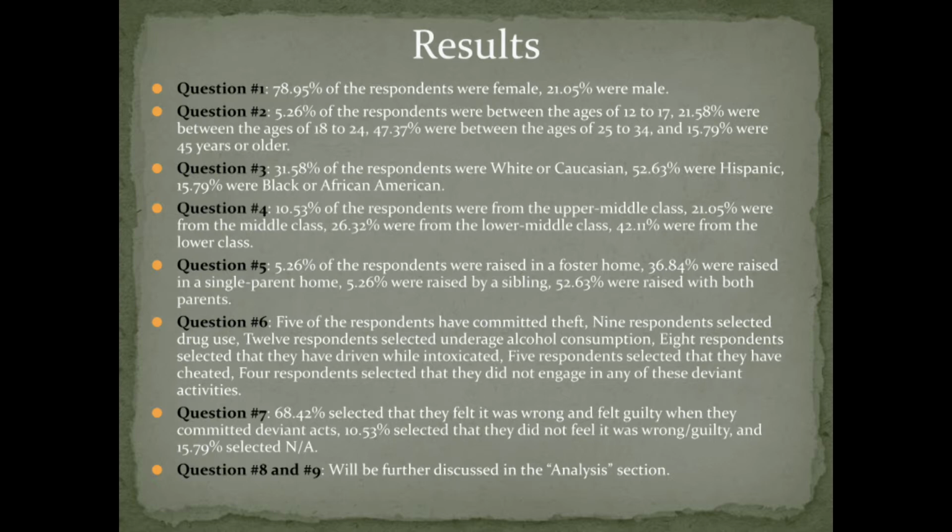For question 3, 31.58% of the respondents were white or Caucasian, 52.63% were Hispanic, 15.79% were Black or African American. For question number 4, 10.53% of the respondents were from the upper middle class, 21.05% were from the middle class, 26.32% were from the lower middle class, and 42.11% were from the lower class. Question number 5.